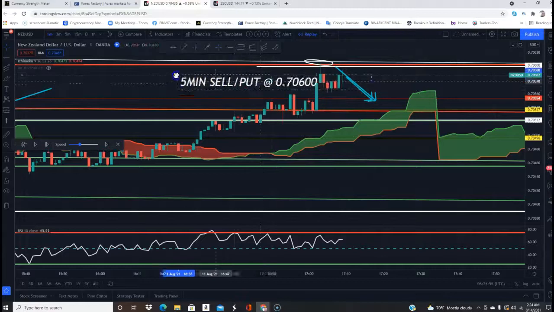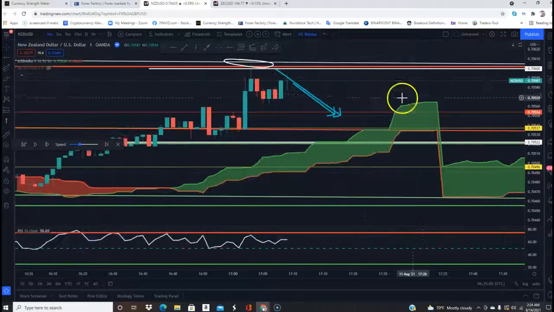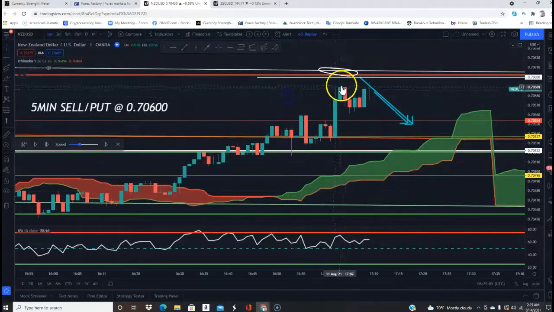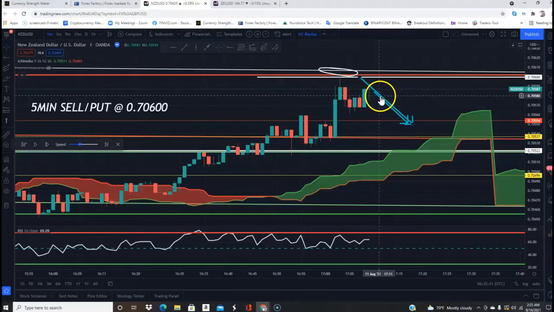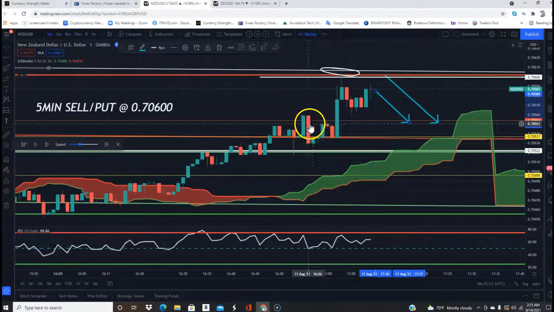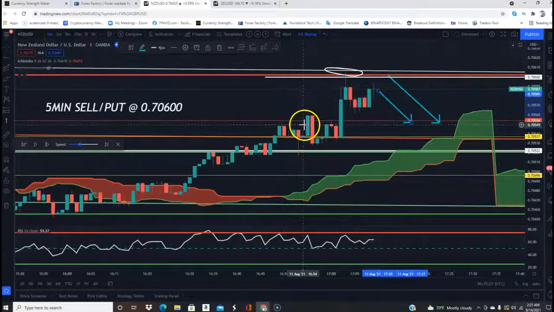Get rid of this, push this over to the side. Let's zoom in and see what happens. We entered the trade here at 600 for 5 minutes. 1 minute, 2 minute, 3 minute, 4 minute, 5 minute, 6 minutes. What I need you to understand here, guys, is that we took a 5-minute sell option here, and look, price never ever came back in that full 5 minutes.